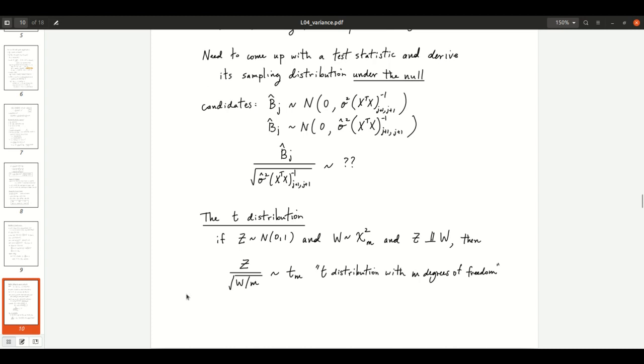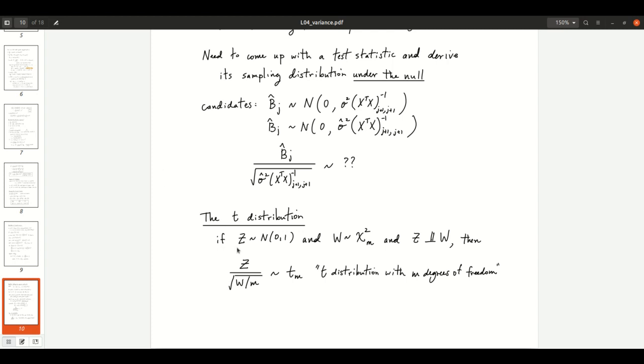Okay, so it turns out it's going to have a t-distribution. What we're going to start with is I'm going to define what the t-distribution is, and then we're going to verify according to this definition that this test statistic has a t-distribution. All right, so what is the t-distribution?